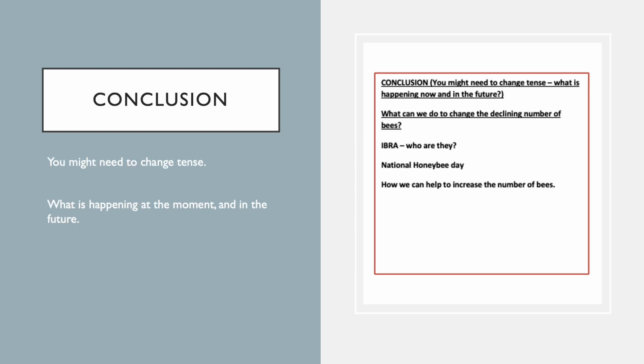Now, the conclusion, here we might need to change tense, okay? Because in my conclusion, I'm actually going to speak about what's happening at the moment and what could happen in the future. So for example, in mine, I'm going to talk about what we can do to change the decline in the number of bees. So I might talk about EBRA, who they are. EBRA are a charity for bees, the International Bee Research Association. I might talk about National Honeybee Day, and what we can do ourselves to increase the number of bees.